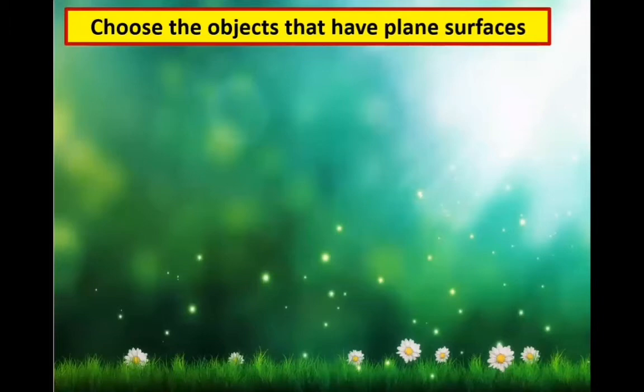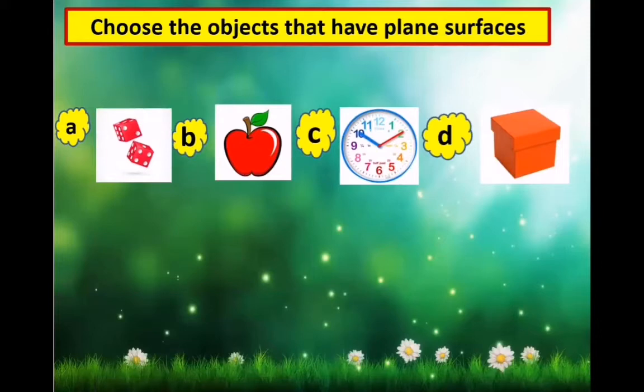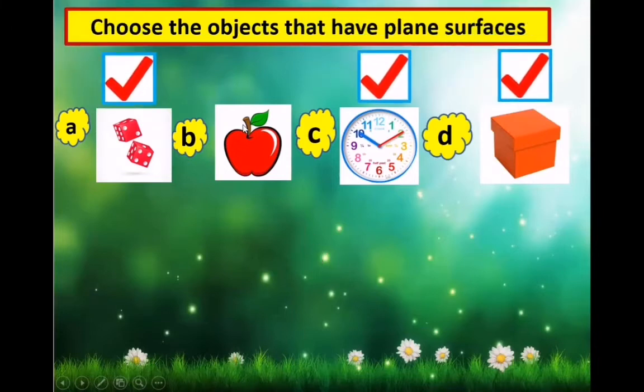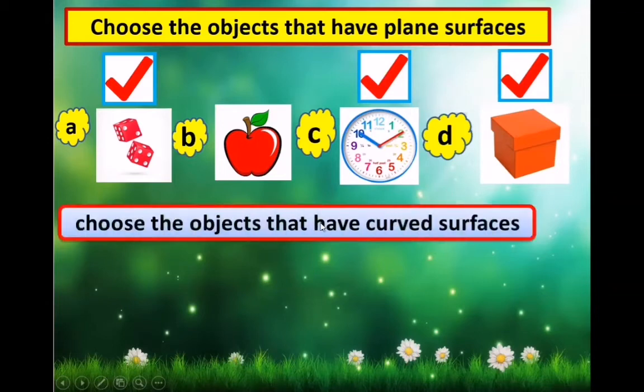Choose the objects that have plane surfaces. Here I'm going to give you 4 different objects and you have to choose the objects that have plane surfaces. Write the correct answers on your whiteboard. Let's check. A, the dice, has plane surfaces. Then the clock has plane surfaces and even a curved surface. And then the box has plane surfaces.